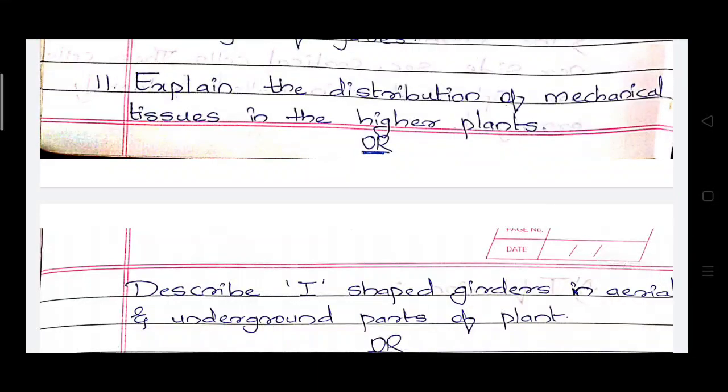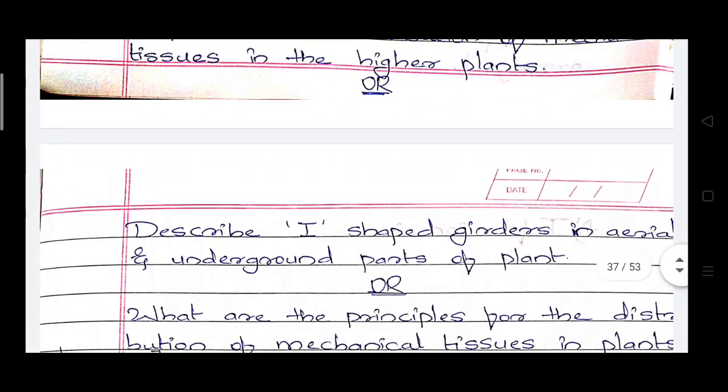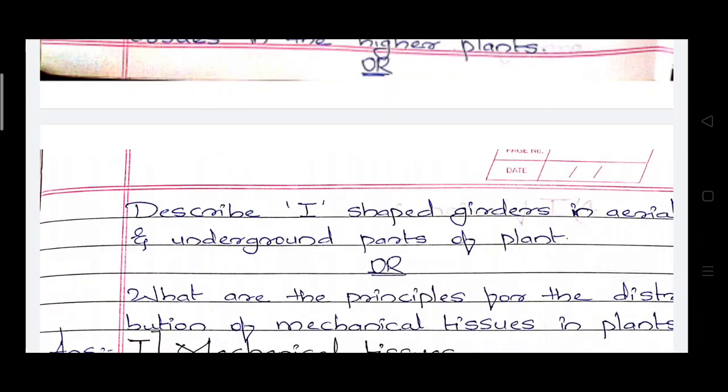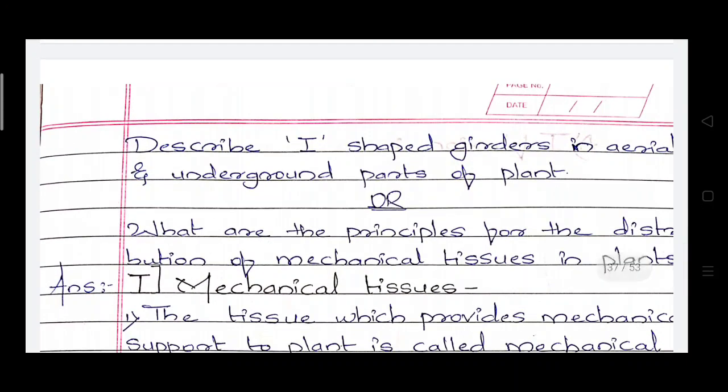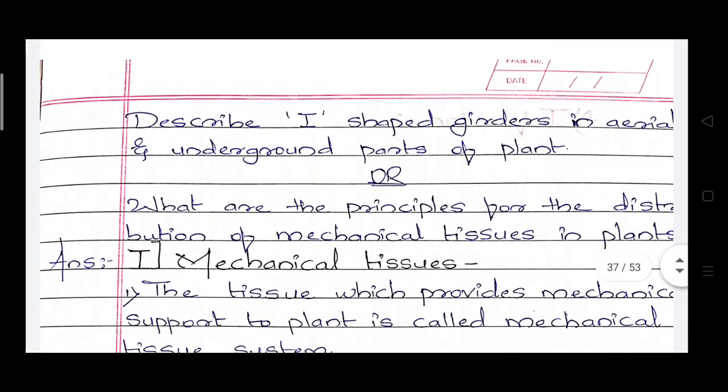Hello students, today we discuss the distribution of mechanical tissues in plants. Also, the question asked is: describe the eye-shaped girdles in aerial and underground parts of the plants, or what are the principles for the distribution of mechanical tissues in plants.